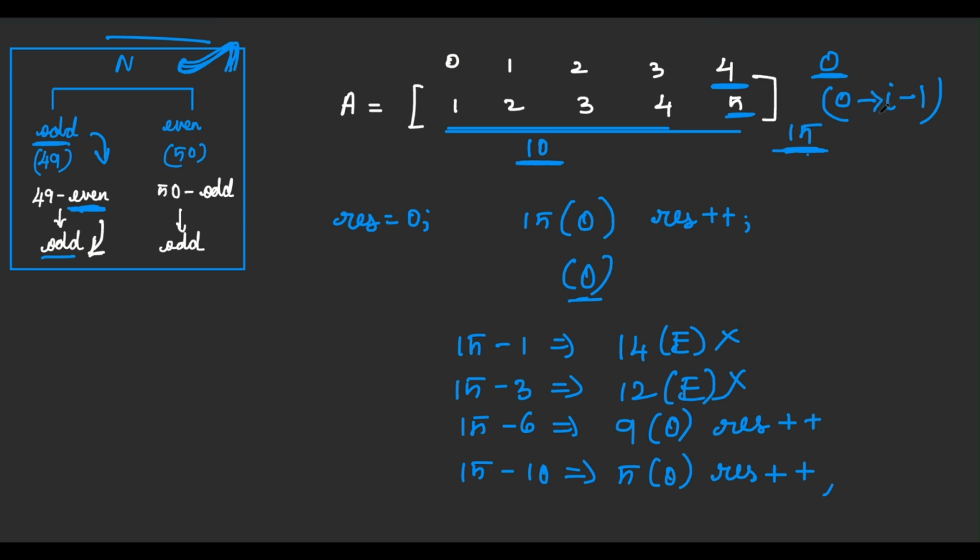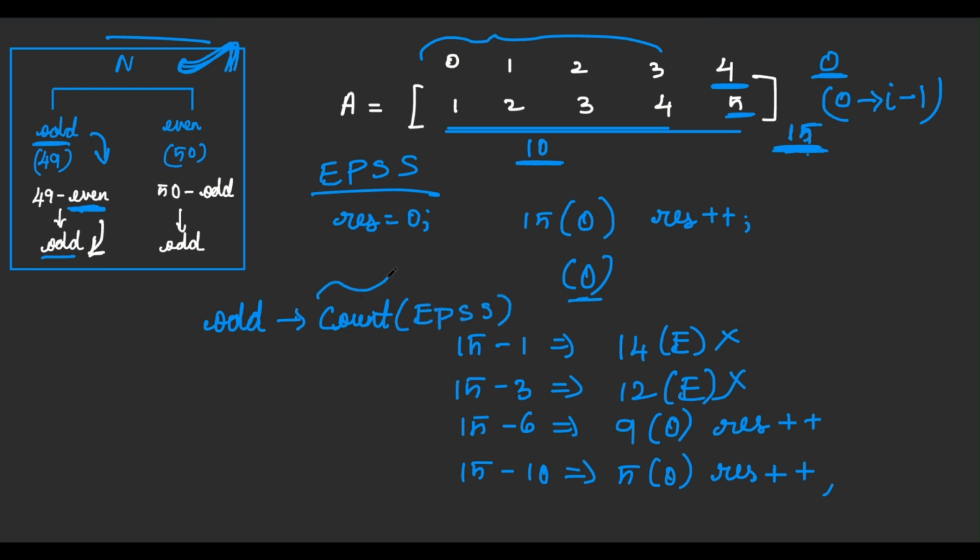Cool. So what I am trying to imply is that if the bigger subarray sum is an odd number, then we need the count of all the even prefix subarray sums, let's call it EPS. If the bigger number is odd, we need the count of even prefix subarray sums, right? If we had this count, then we can simply increment the result value with this count, right?